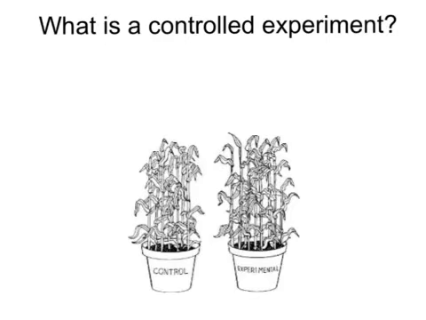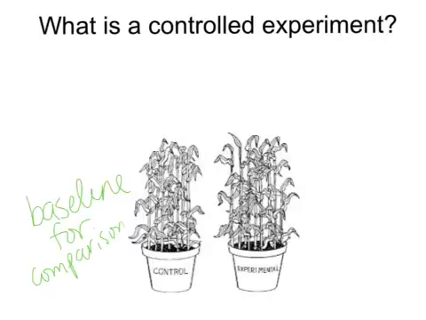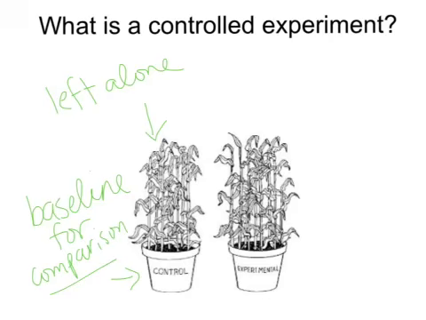A controlled experiment is one in which you have control groups and experimental groups. And the control group basically acts as a baseline for comparison. So what does that mean? Basically, it means that in the two different groups, in this case a control group and an experimental group, one group, the control group, is kind of left alone in terms of the one thing we're studying, whereas the experimental group is where you're going to be changing something.